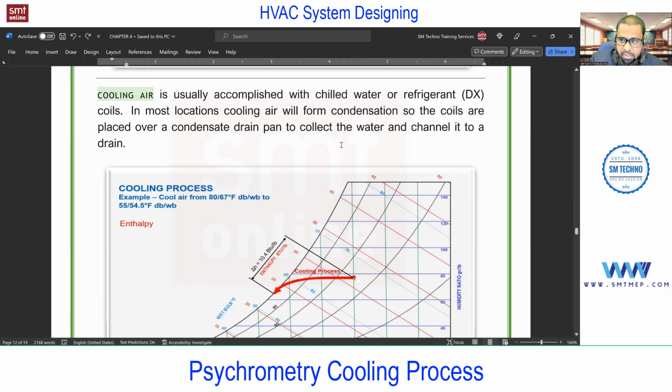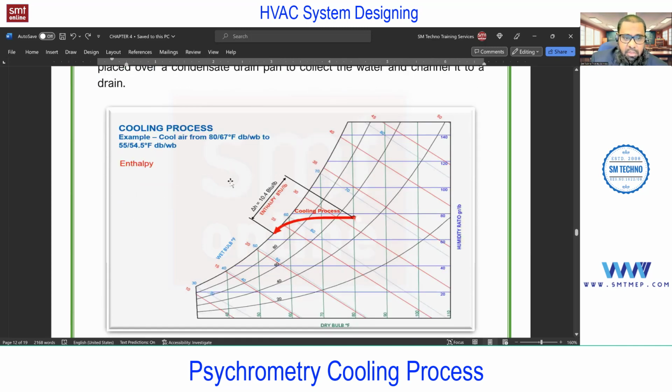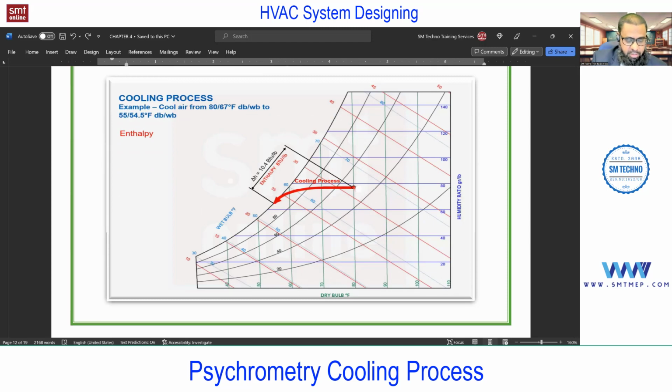How exactly, we'll discuss. This is interesting and important. Because of this condensation, there is a drain pan for the rainwater from the units. How exactly it drains from the unit, we'll discuss in chapter 5. Now, just focus on the cooling process.